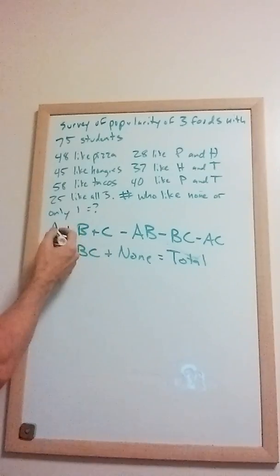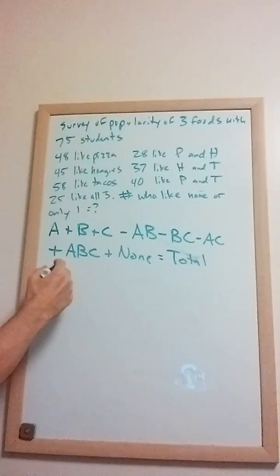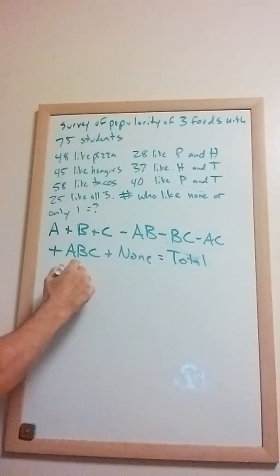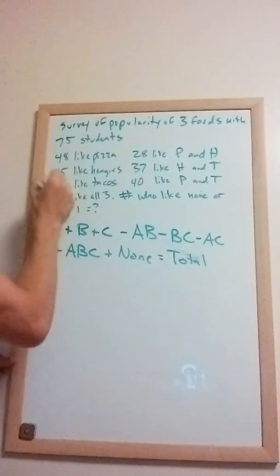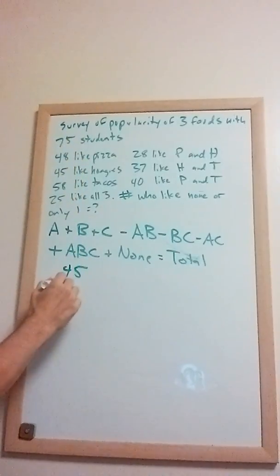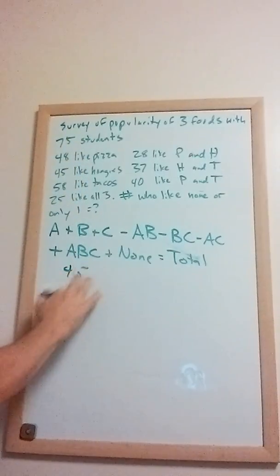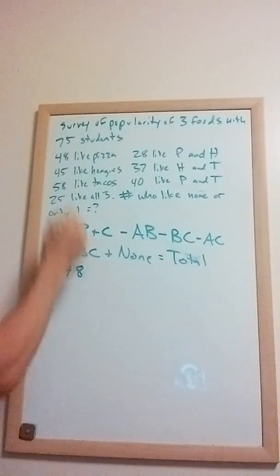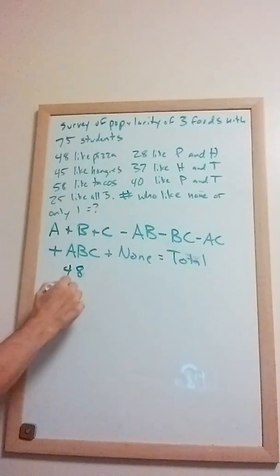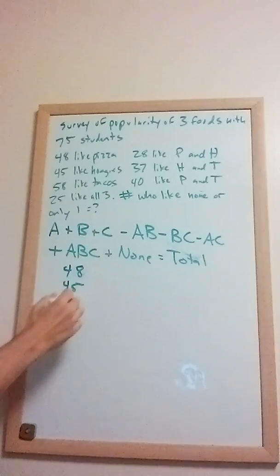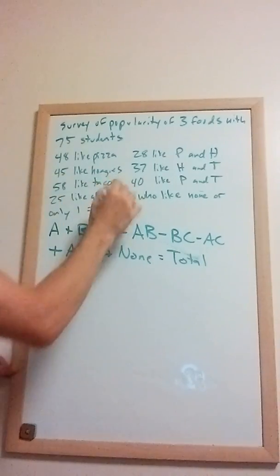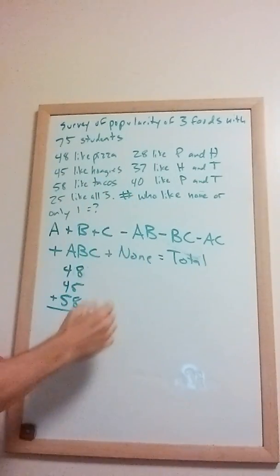So Group A is going to be pizza, all right? So I'm going to write it slightly differently, okay? I want to add this and this and this. So I'll put 48 people like pizza, 45 people like hoagies, 58 people like tacos. I'm going to add those.